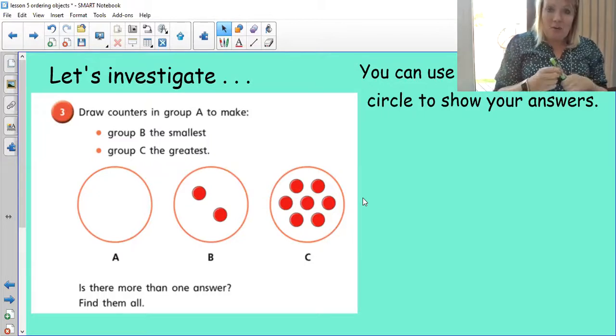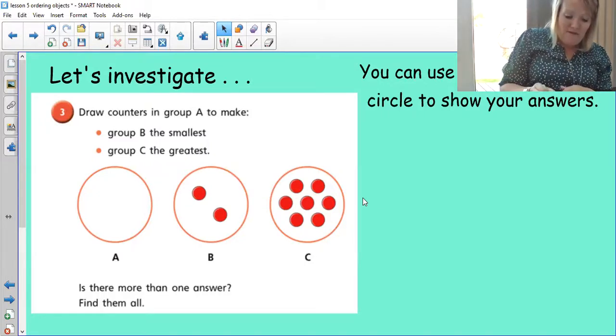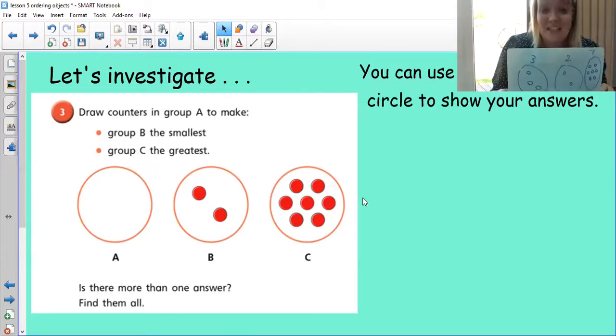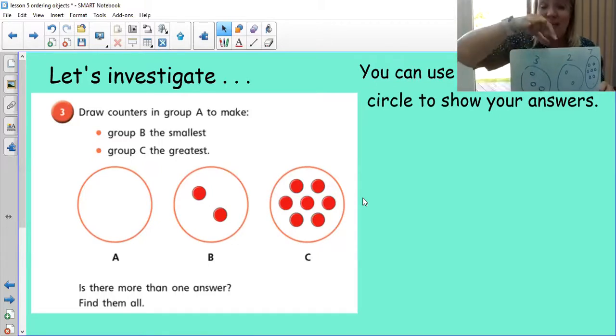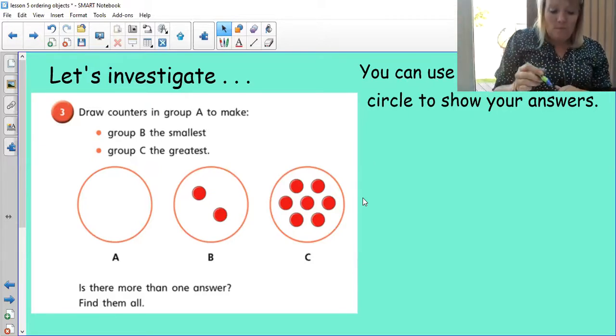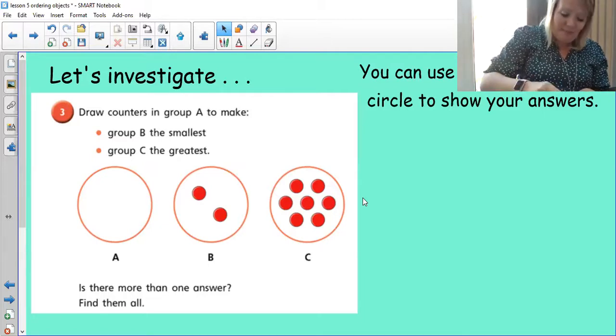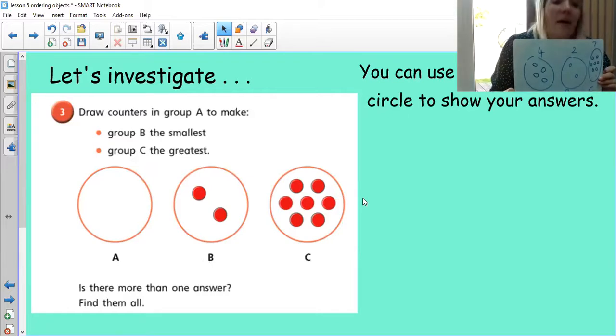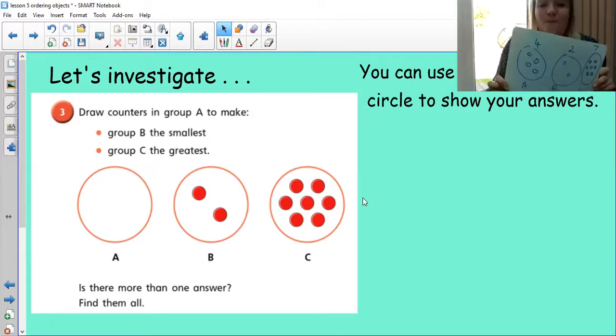Some of you are saying I could put three. Would that work? If I put three counters in there, would group B still be the smallest? Yes, because two is smaller than three. Brilliant. Is there any other number we could put in there? Somebody said four. Would that work? Is group B still the smallest? Yes, because two is smaller than four.